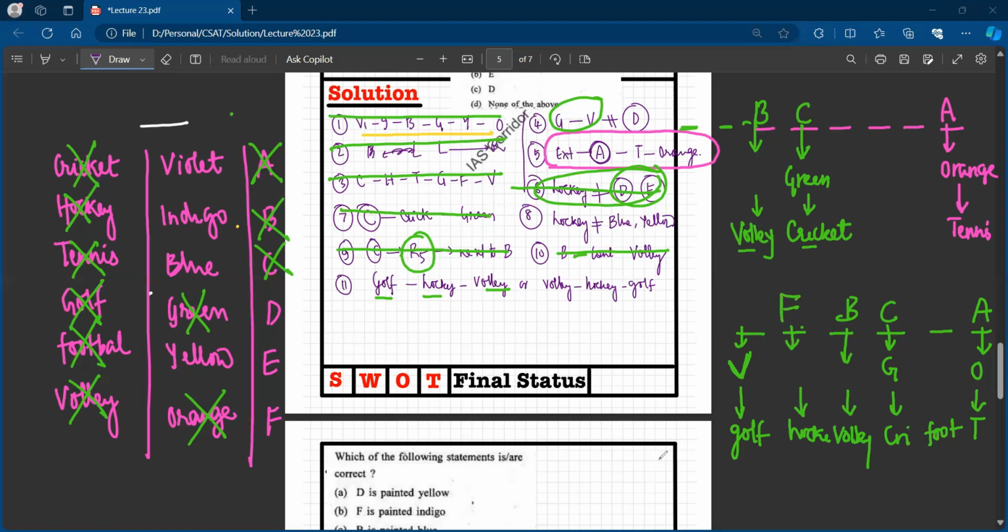Clear? Now violet is not in D. The D box is not colored as per the violet color. Clear? So what else is left with us? F is gone, so this one will be E and this one will be D. Got it? Now hockey is not colored blue and yellow. This statement is also done, this statement is also done, this statement is also done.